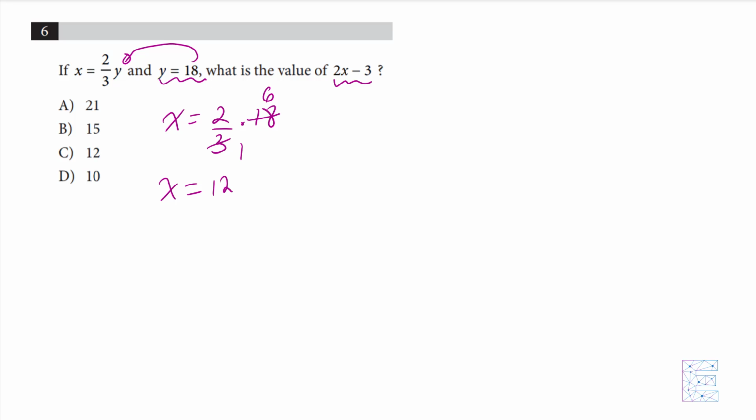So you want to be very careful to make sure that you're answering the right question. So let's go ahead and plug in 12 into this expression. It'll be 2 times 12 minus 3. So 24, take away 3, which ends up being 21. So the answer to this question is A.